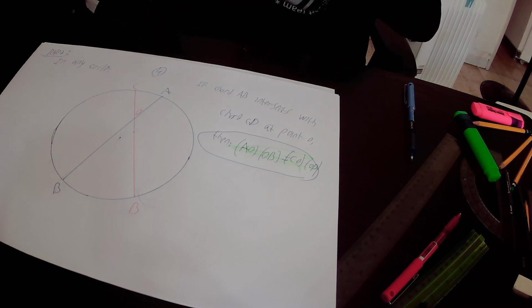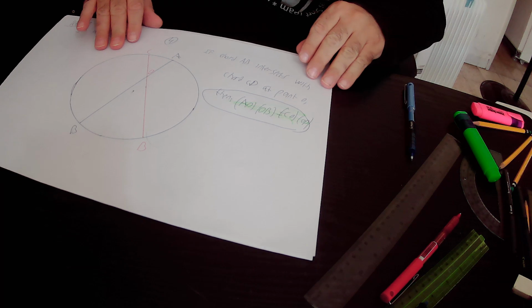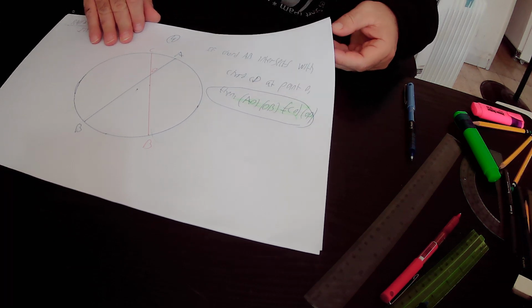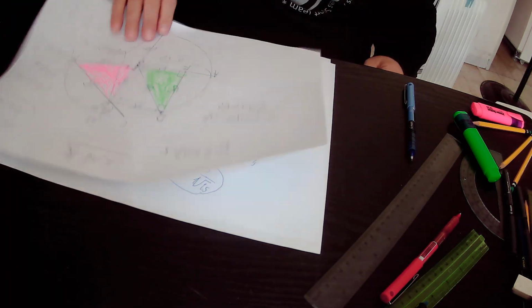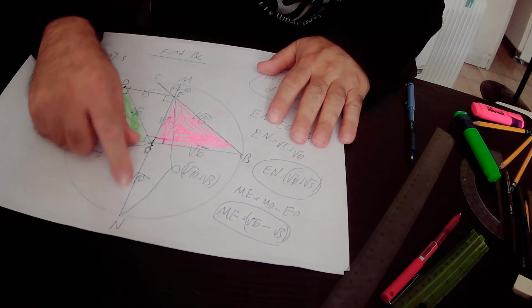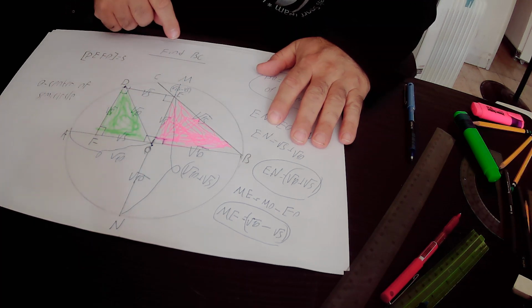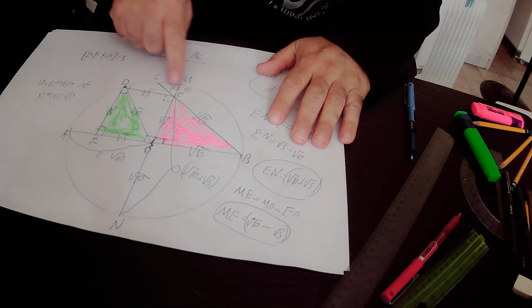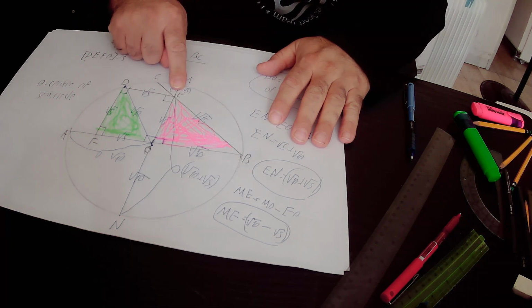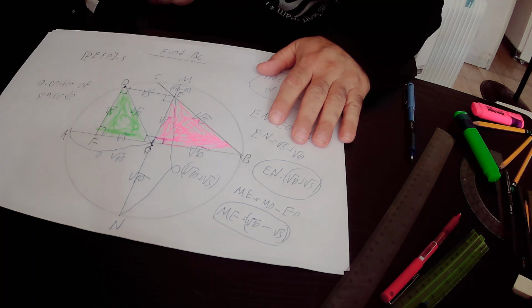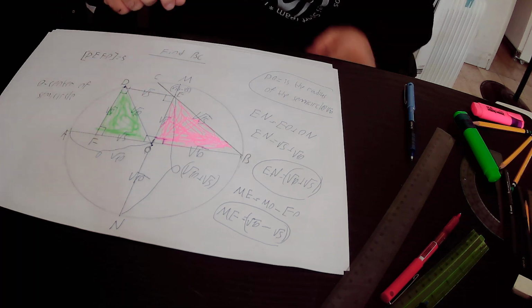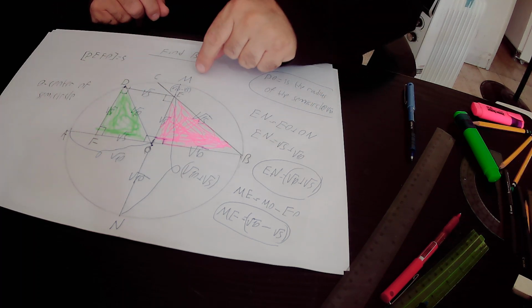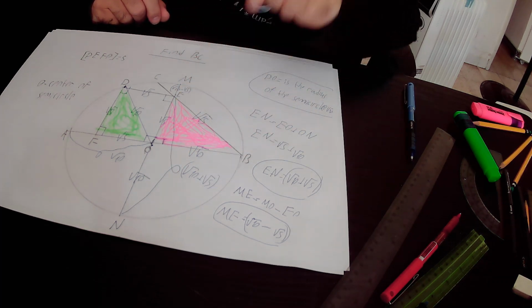We can implement this rule number 2 in our drawing. Why? Because in our drawing we have chord MN, which intersects with chord CB at point E. Point E is the intersection point between the two chords, therefore according to rule number 2, we get that ME times EN equals CE times EB. Again, ME times EN equals CE times EB.